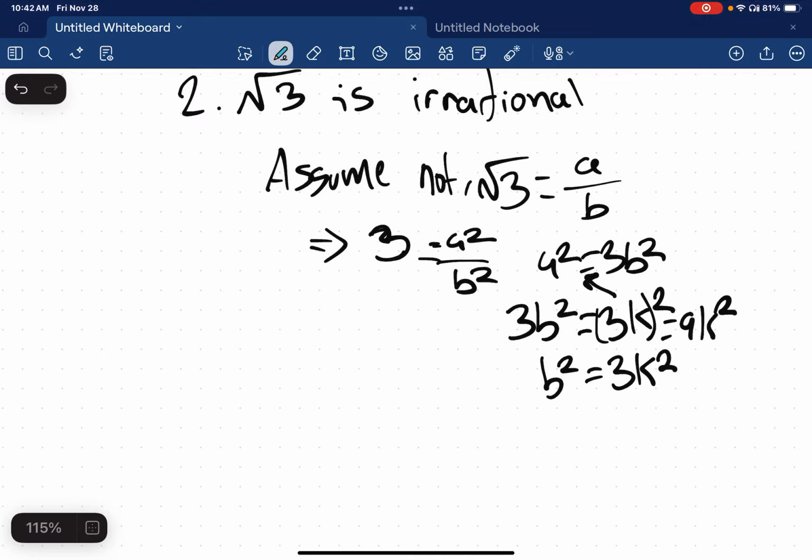However, this ends up actually contradicting what we said earlier, because we know the definition of a rational number is that a and b have to have the greatest common divisor equal to 1. But if this is true, that says otherwise. Hence, the square root of 3 is irrational.